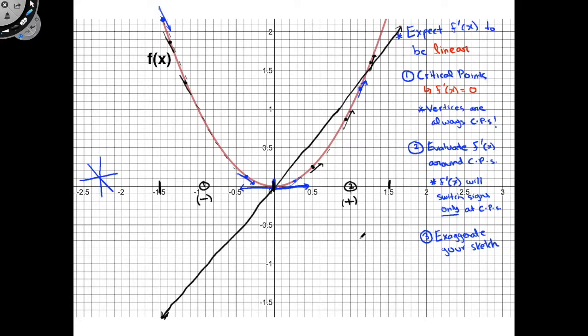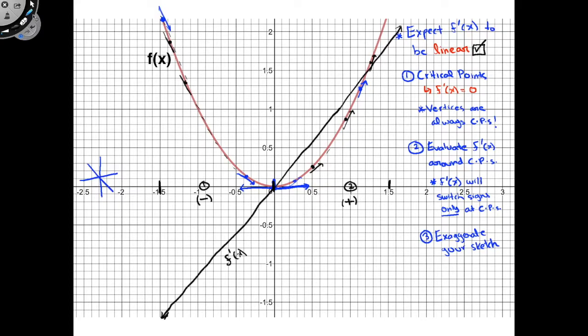Okay, and that's what we have. And does this match our expectation? Well, yes, we expected f prime of x to be linear, so that's matched as well. I know I did a terrible job of sketching it, but it matches our expectation that f prime of x would be linear. So that's our graph of f prime of x.